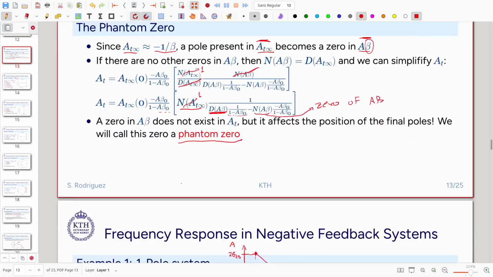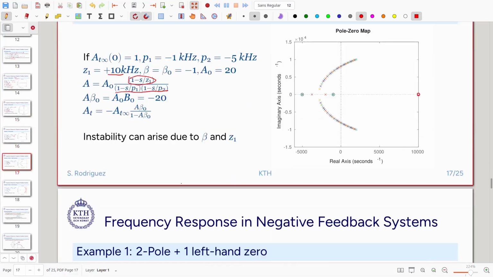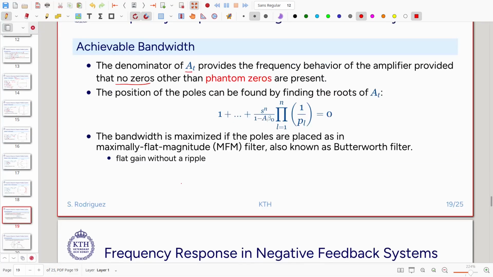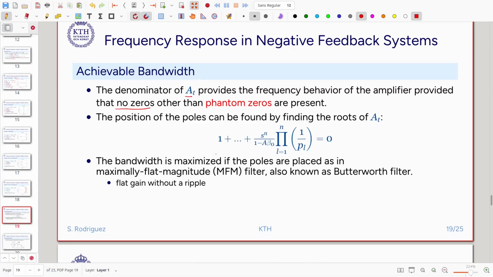Under this assumption, then the positions of the poles in the closed loop gain are the ones that are going to define the whole bandwidth of this amplifier. And the position of the poles can be found by analyzing the denominator of the closed loop gain, and that denominator is just a polynomial in the Laplace domain.